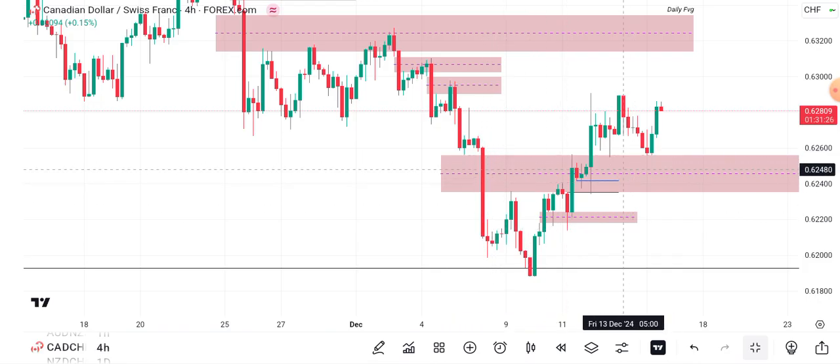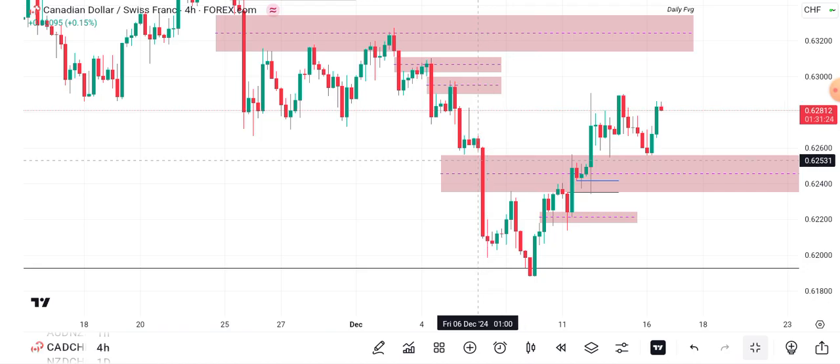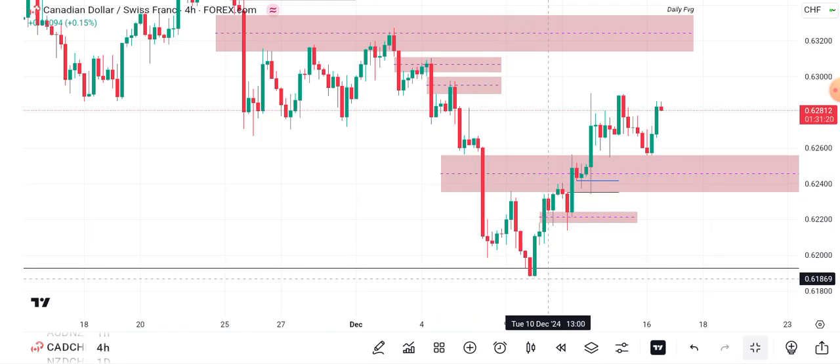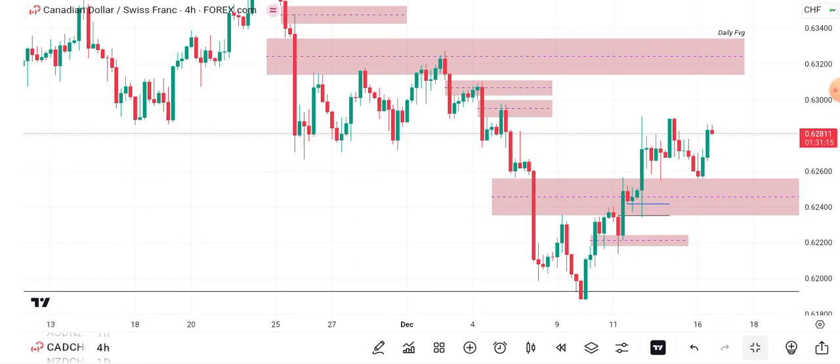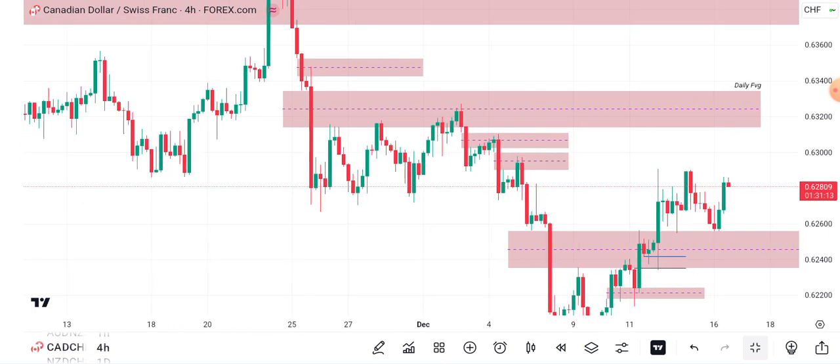Not this one that was marked on daily, but this larger one here, and then came to the midpoint, entered into this place, and then reversed. So this is how I usually want to use the fair value gap.